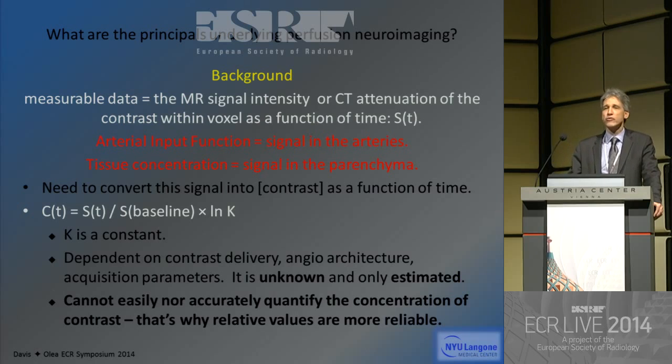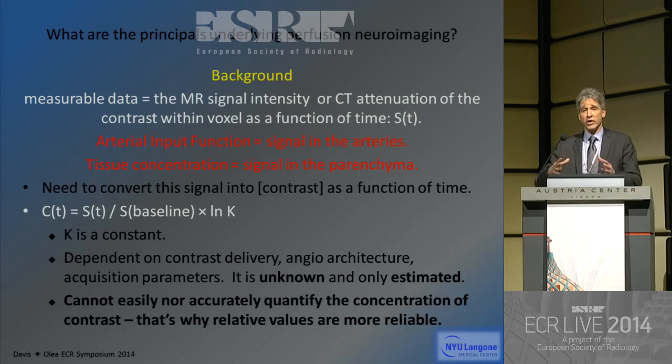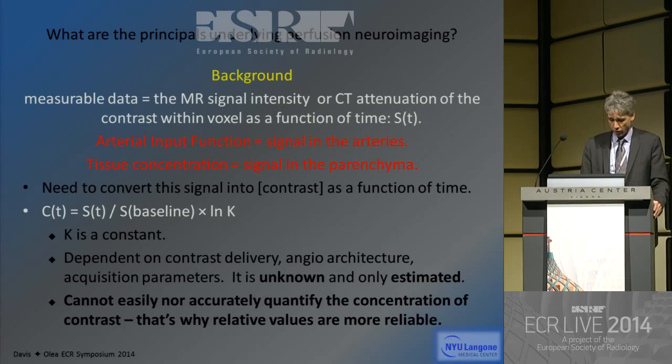So we've already started with an unknown estimated parameter for perfusion. And that's the reason why quantitative numbers are very difficult in perfusion imaging, because for any given patient, you don't know that log of K. That's why relative values are more transferable from case to case, from vendor to vendor, from institution to institution, and from trial to trial.